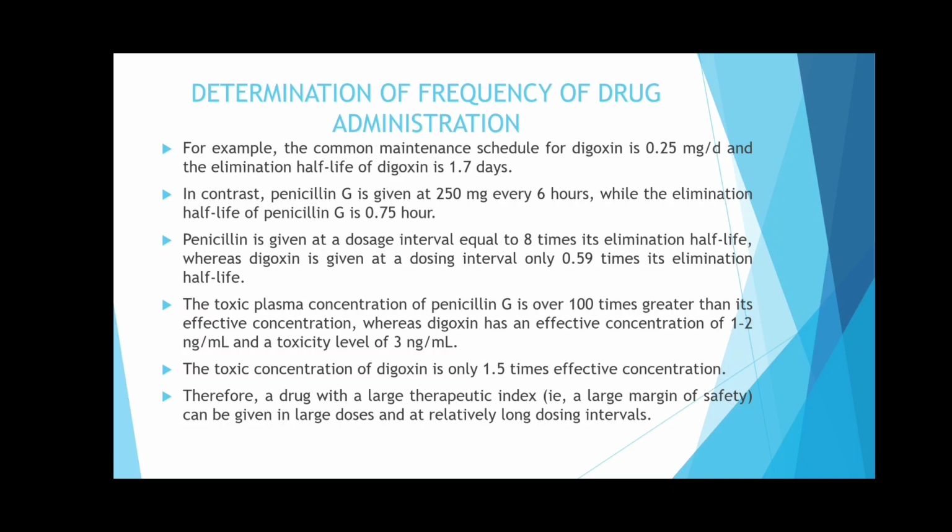So what does this example say? It says that the therapeutic dose of digoxin is 0.25, and if you increase the dose to just 1 to 2 times more than the therapeutic dose, it will produce a toxic effect with digoxin. But with penicillin G, even if you increase the dose 100 times more than its therapeutic dose, it will not produce any kind of toxic effect. That means penicillin G has a wide therapeutic window, but digoxin has a very narrow therapeutic window.